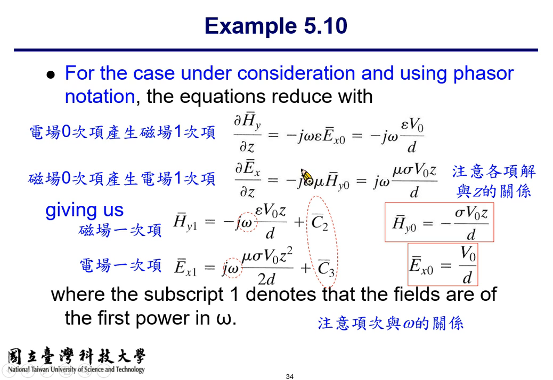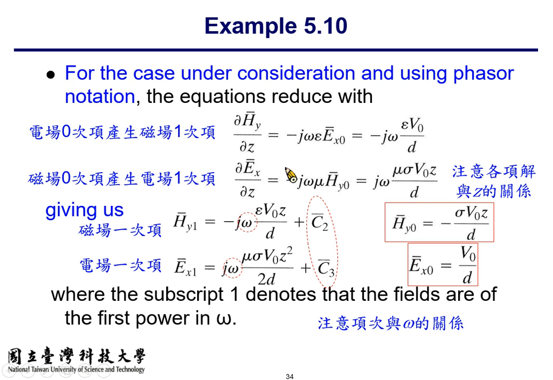So here is the first order magnetic field term. And here is the first order electrical field term, which is expressed as minus j omega mu times Hy sub 0. So you substitute Hy sub 0 with this, sigma V sub 0 Z over d.